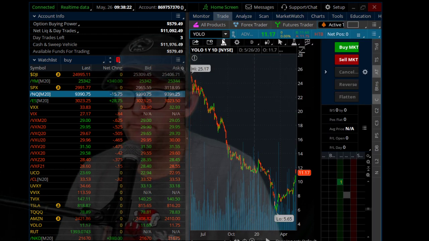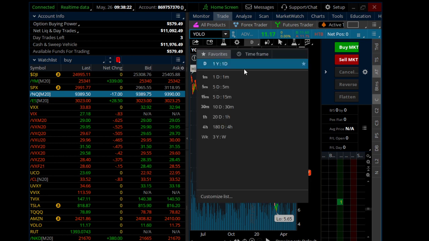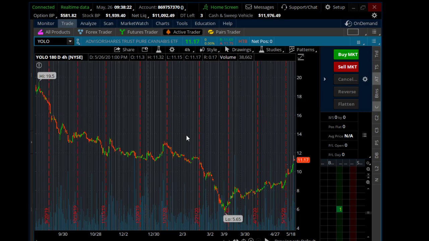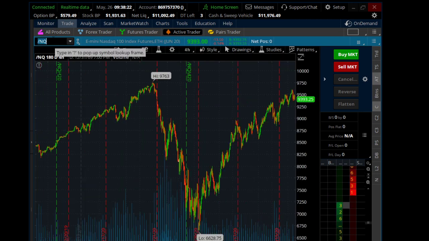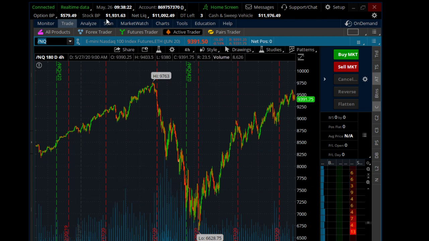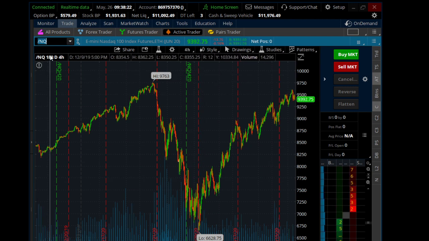Let me show you this chart here. Right, so why am I at yellow? Hold on 1 second. NQ. So we see, look, here is the height of the virus scare and everything, and we've come back all the way. So it makes sense that volatility would come back all the way.